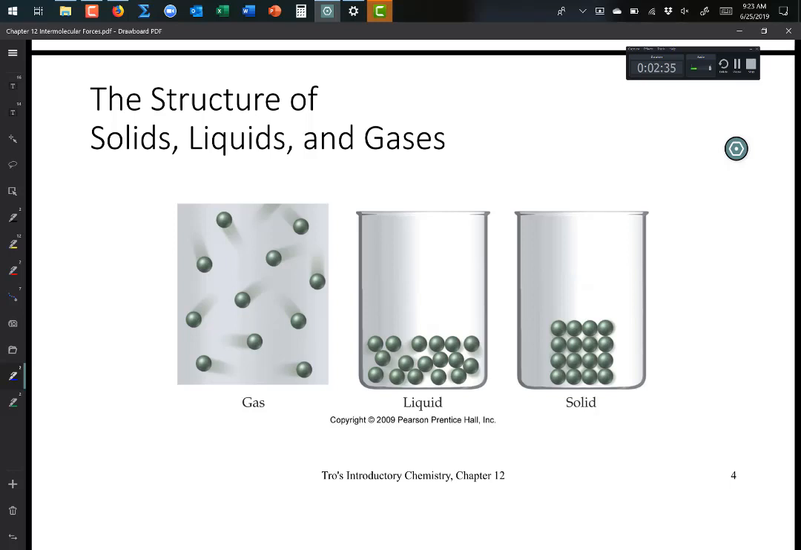In terms of structures, the solids may be the easiest to understand. There's different kinds of solids. There's crystalline solids and amorphous solids.